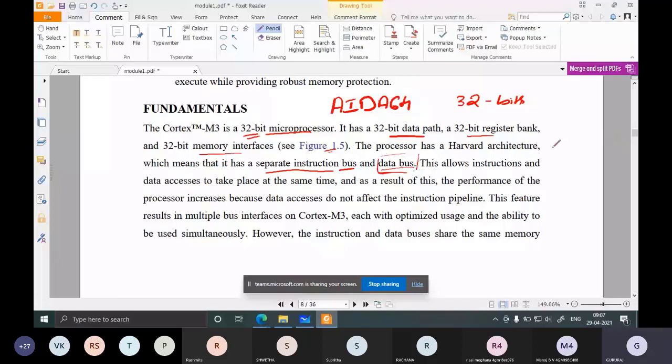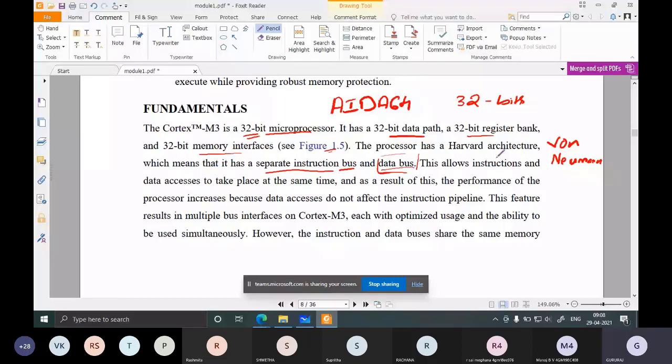There is one more architecture, known as the von Neumann architecture, wherein a single bus is shared and time multiplexed for both data and instruction. The bus is not separate; the same bus is used for both address as well as data. Whenever there is a single bus for both address and data, the operation will be slow, because there is no separate bus.